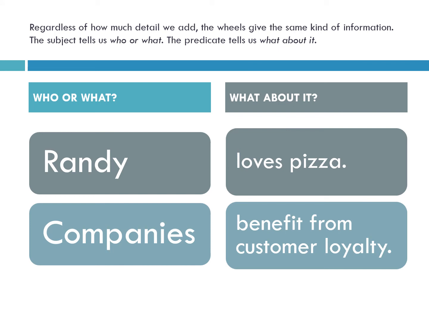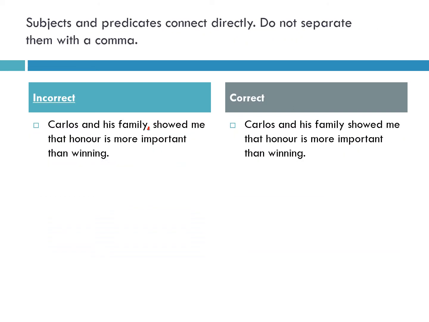Regardless of how much detail you add, the wheels give the same kind of information. The subject is always going to tell us who or what, and the predicate will always tell us what about it. Subjects and predicates connect directly. Do not separate them with a comma. So, Carlos and his family showed me that humor is more important than winning. You do not need this comma; it is incorrect here.